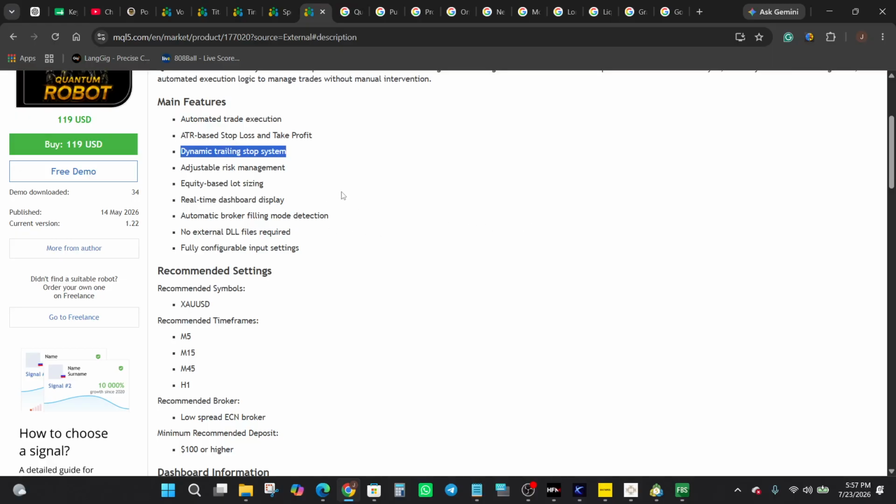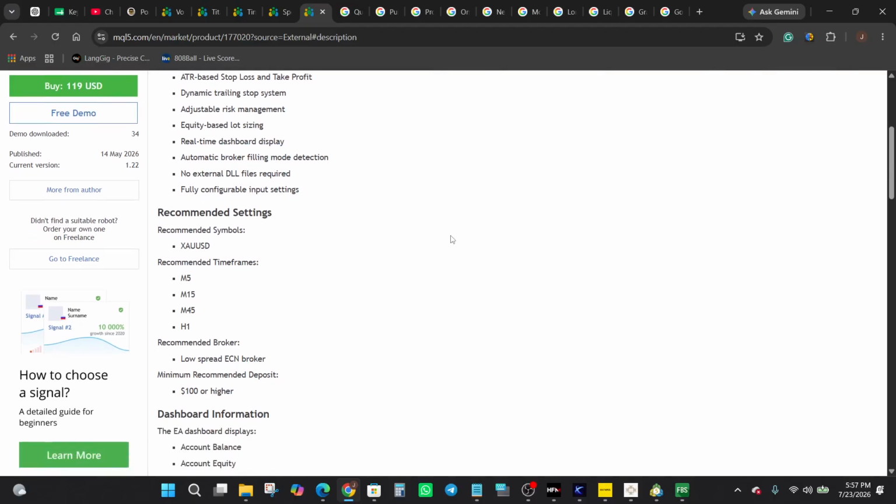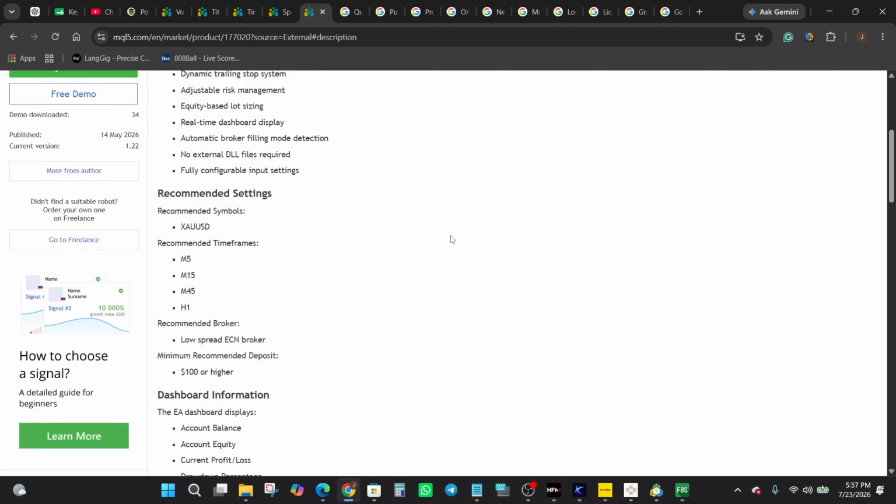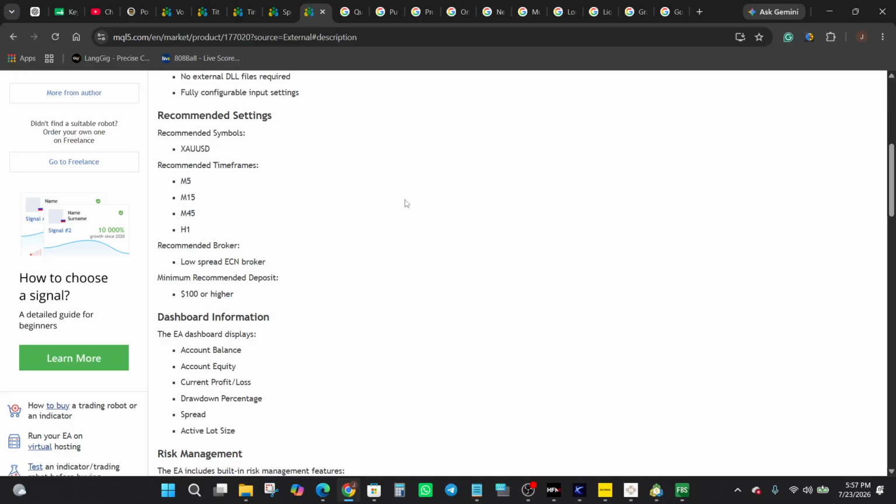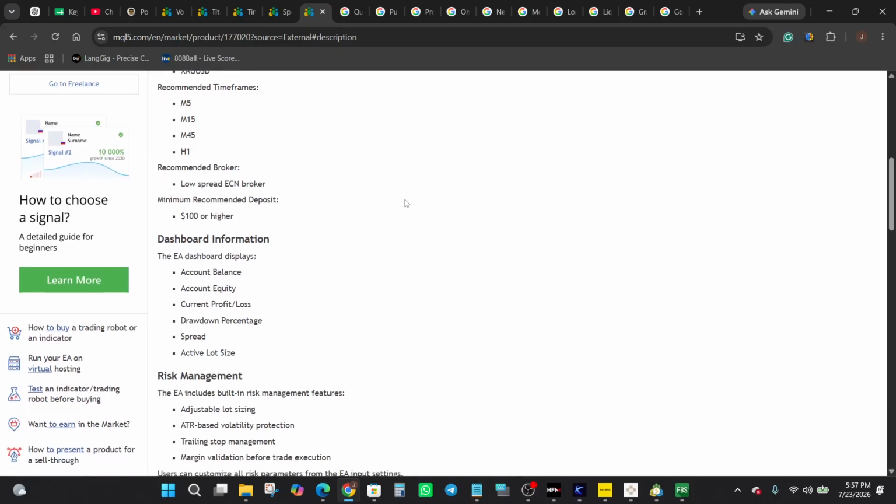Another feature worth mentioning is the built-in dashboard. While it does not influence trading decisions directly, it displays useful account information, including account balance, equity, current floating profit or loss, drawdown percentage, spread, and the active lot size. Having this information available on the chart can make it easier to monitor the EA without constantly switching between different windows inside MetaTrader. The developer also notes that the EA automatically detects the broker's filling mode, and does not require any external DLL files, which simplifies installation and improves compatibility across supported brokers.